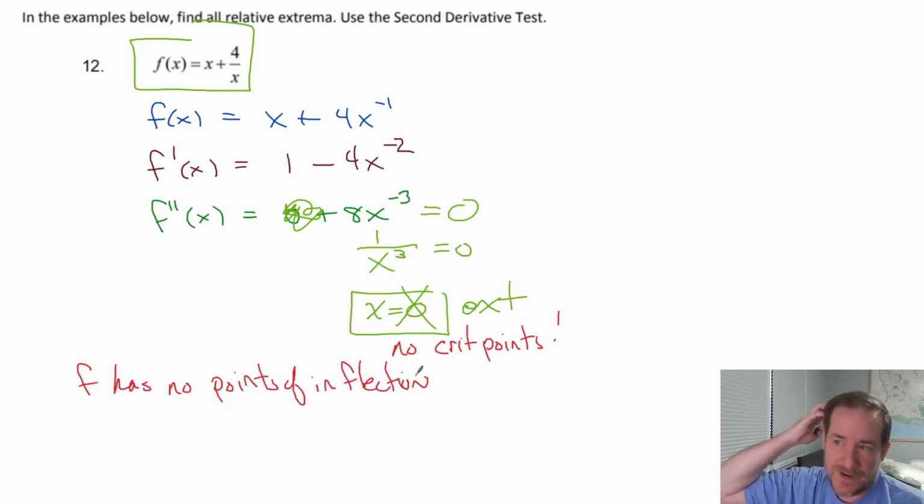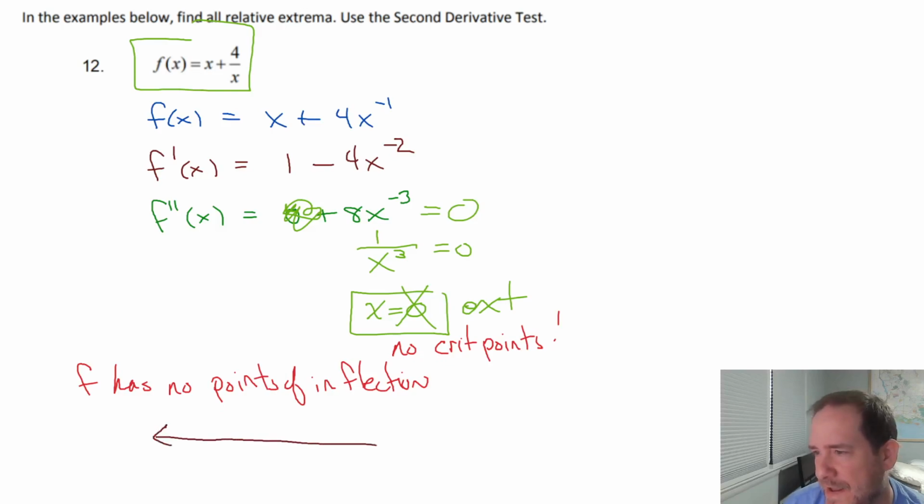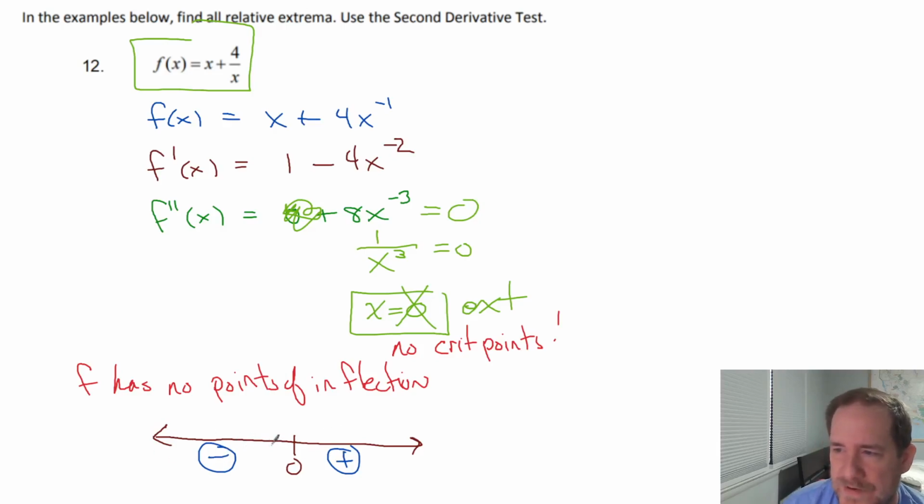All right, however, I should still consider my concavity. And my concavity is actually such that this place where the second derivative was undefined at 0, I should still consider it, because to the left of 0, I'm doing 1 divided by a negative number cubed, which does come out negative. But to the right of 0, I'm doing 1 divided by a positive number cubed, which is positive. So I do have two different concavities. I am concave down up to 0, and I'm concave up to the right of 0.